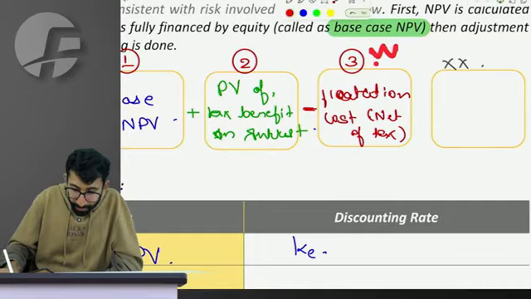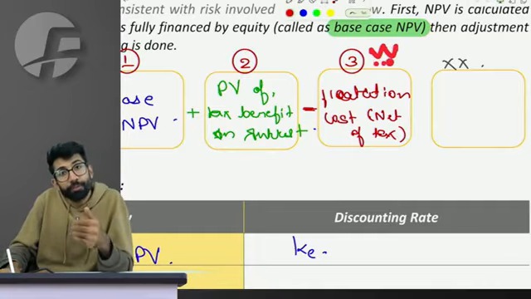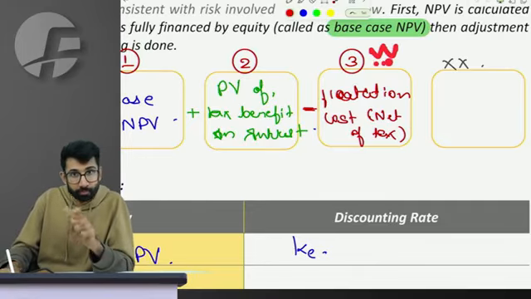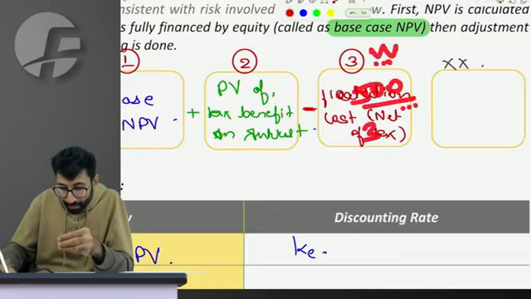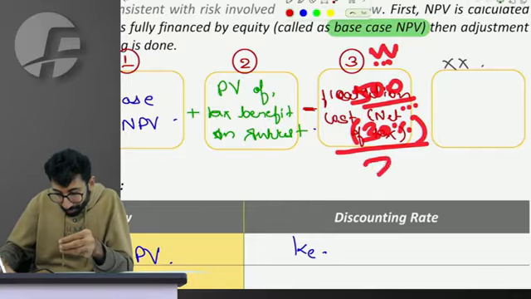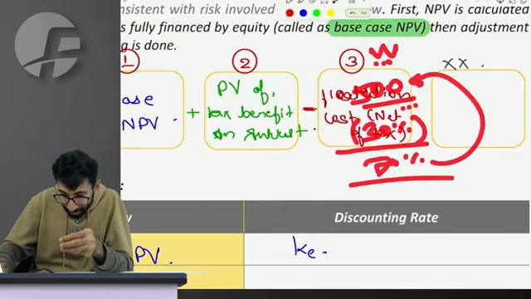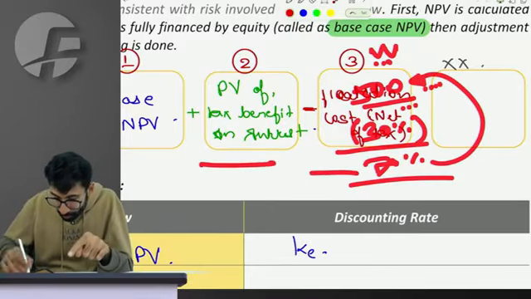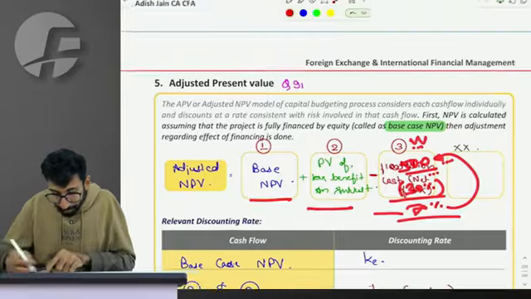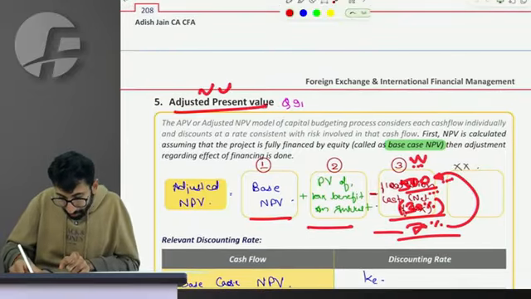To raise the debt, I might have to pay a flotation cost. When I pay 500 rupee of flotation cost, I will save 30% of tax. So effectively 70% of that 500 rupee is the outflow I will have to make. So these two adjustments when you do to the base case NPV, the NPV is so calculated as the adjusted present value.